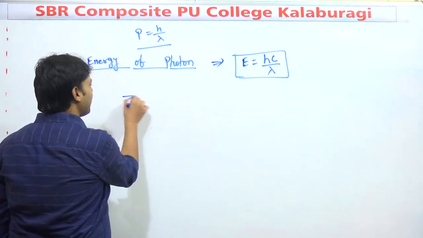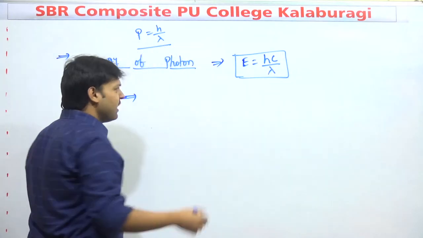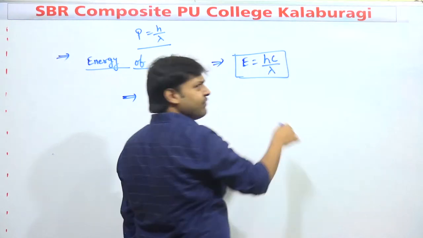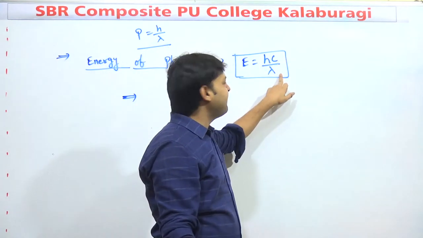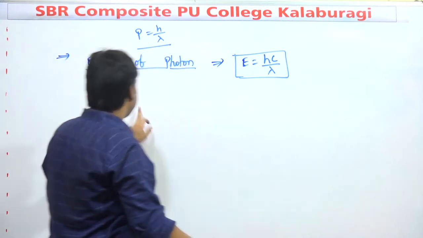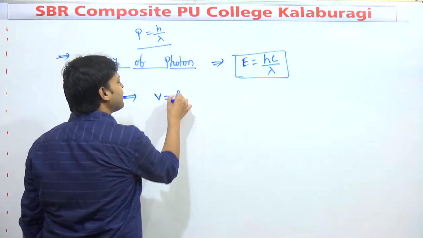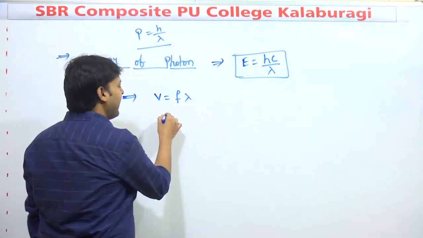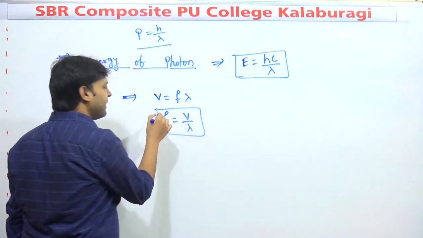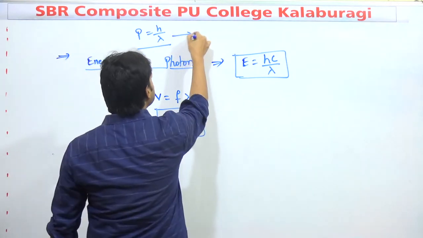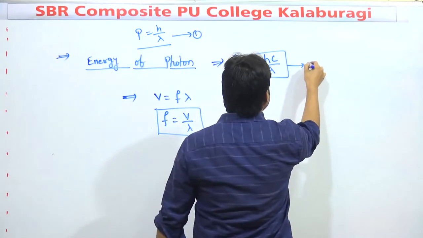Now we know from the waves, the wave nature. So c by lambda will give you what? Wave nature or not? Definitely wave nature. Speed of the particle and the wavelength of the particle. So I can write according to the waves, v equals f lambda. So f, can I write it as v by lambda? Right? So call it equation 1, equation 2.